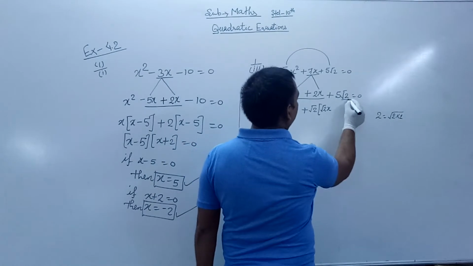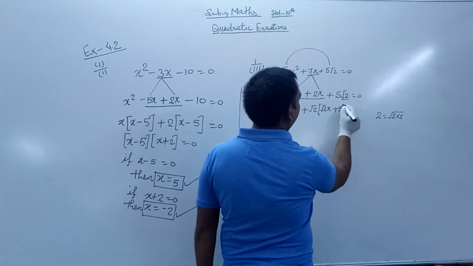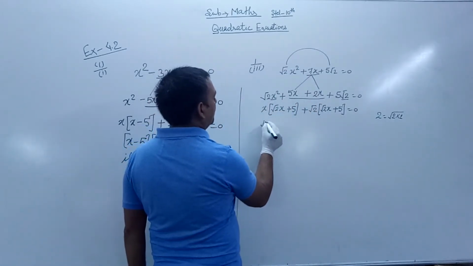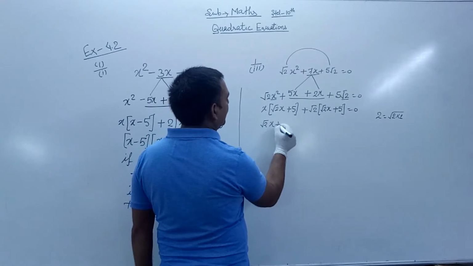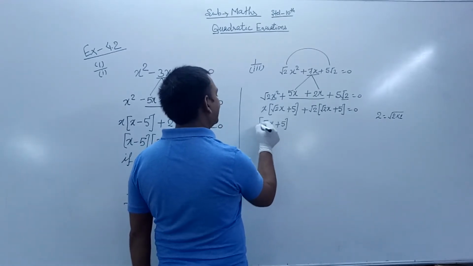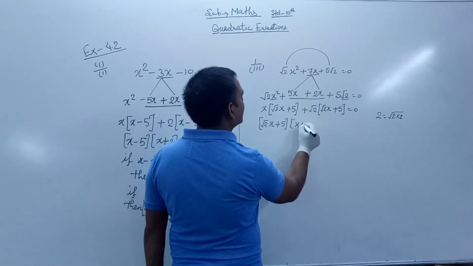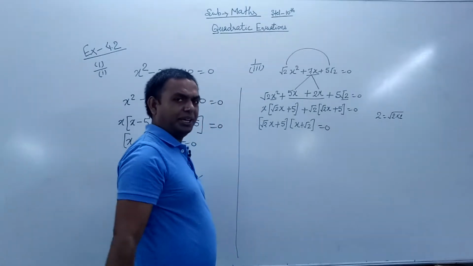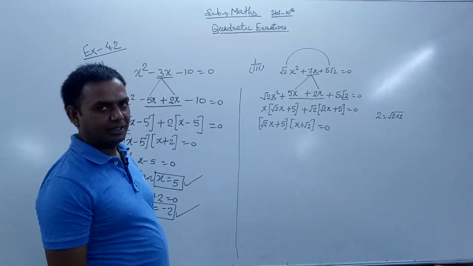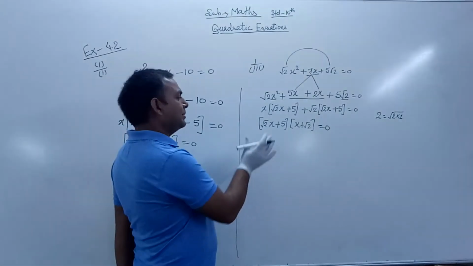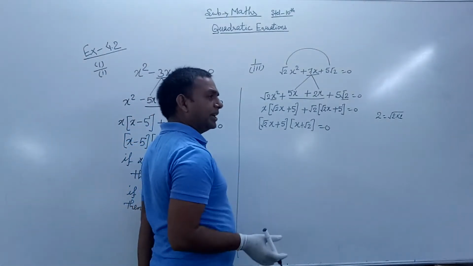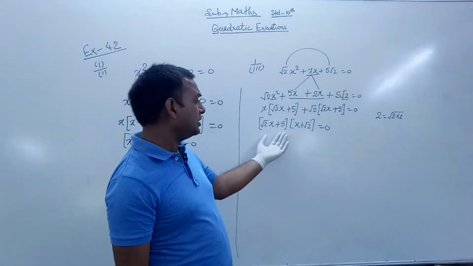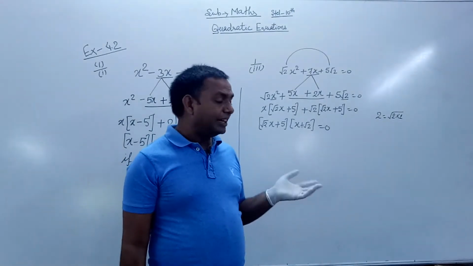Plus here I also take root 2 common, so that is equal to 5, and this is equal to 0. Okay, so root 2 x plus 5, another bracket is x plus root 2, and that is equal to 0, because I take the common. All of you understand? Then similarly, the multiplication of two brackets is equal to 0. Then you can say either one bracket is 0, or the other bracket is 0.